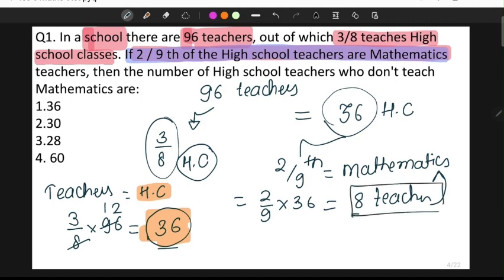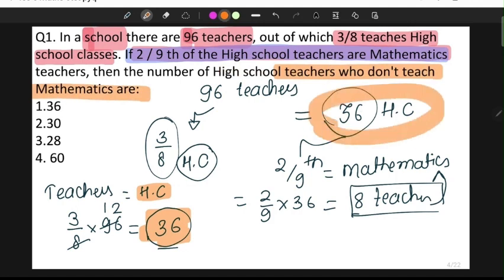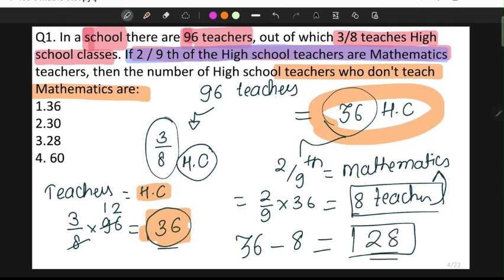So what is the thing that we have to find in the question? We have to find how many teachers are there who are not teaching mathematics in the high school. So in the high school, how many teachers are there? Total 36. Out of these 36 teachers, 8 teachers are teaching mathematics. So the left amount are the teachers who are not teaching mathematics, right? So 28 teachers are not teaching mathematics.